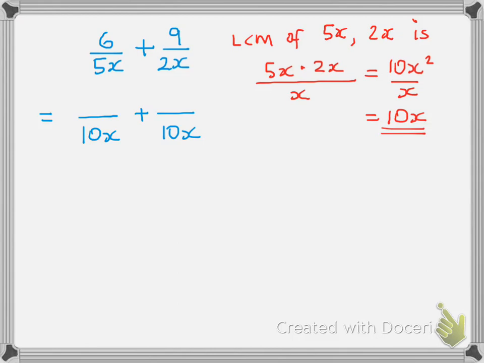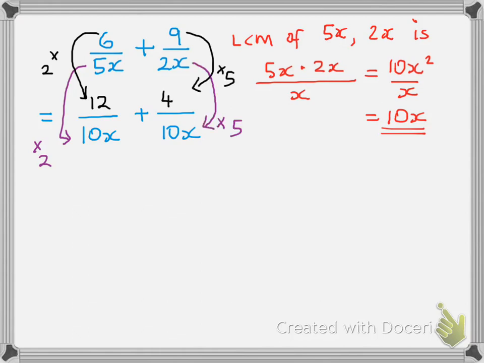We can then change the denominators. We are going to rewrite these two fractions. We are going to write equivalent fractions so that the denominator for each one is 10x. So how do you go from 5x to 10x? What do you use to multiply? It's 2. If you multiply 5x by 2, you will get 10x. So therefore, we'll multiply the numerator of 6 over 5x, which is 6, by 2, and we'll get 12. Similarly, to go from 2x to 10x, you have to multiply by 5. So therefore, we'll multiply the numerator 9 by 5 as well.